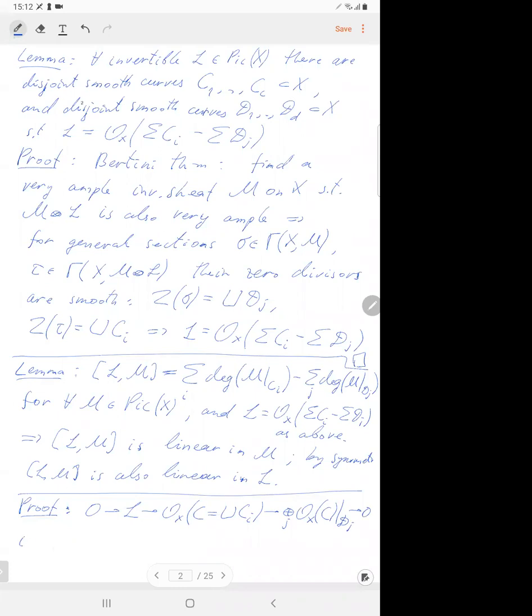And also 0 goes to L inverse, OX of D, goes to the sum over i's of OX of D restricted to Ci. Well, they're very similar. One for L, another for L inverse. And then we can compute the Euler characteristics. And let me write this down on the next page.